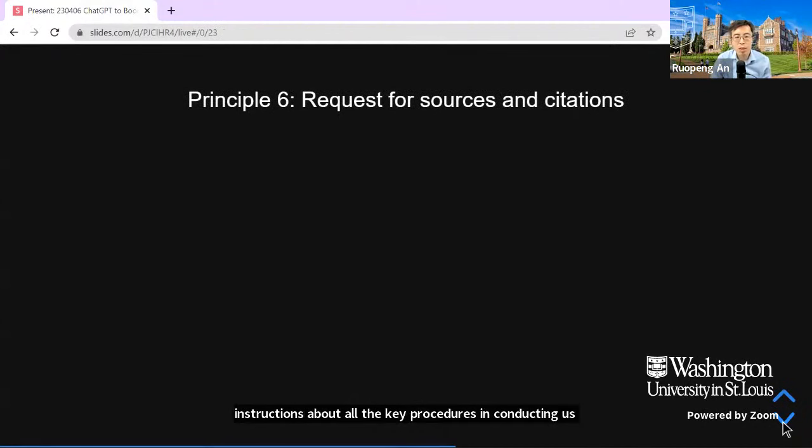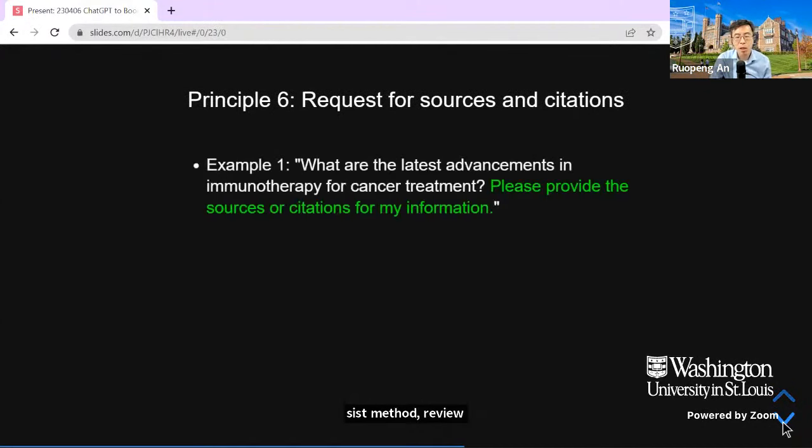So principle 6 is request for sources and citations to address hallucination and lack of fact-checking. One example could be, what are the latest advancements in immunotherapy for cancer treatment? And instead of just asking the question, you can add another sentence. Please provide the sources or citations for my information. And actually, ChatGPT is going to provide you all the citations it uses. And then, of course, if you are suspicious whether any of those citations are made up, you can always Google it or use other search engines.